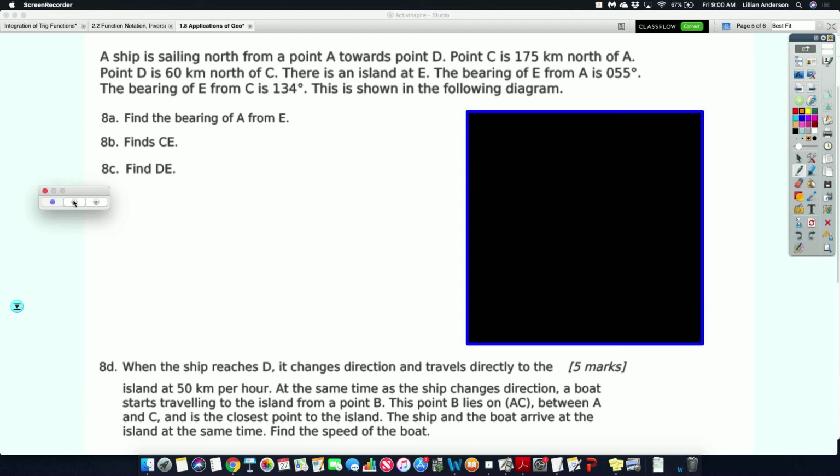There's an island at E. The bearing of E from A is 055 degrees. The bearing of E from C is 134 degrees. This is shown in the following diagram, and as you can see, that diagram is blacked out.